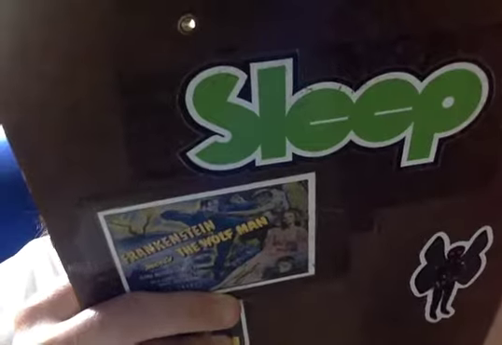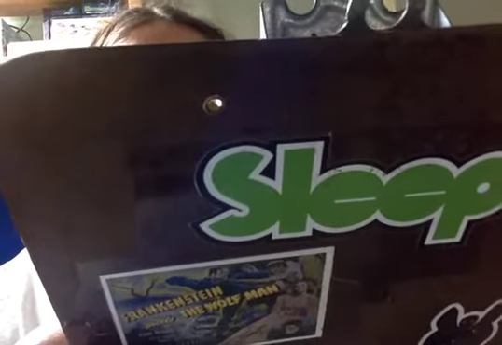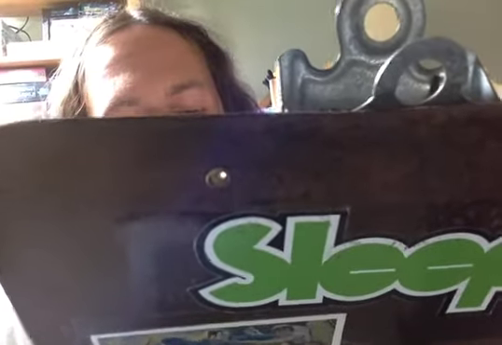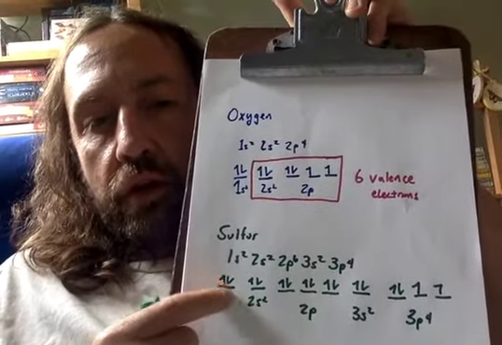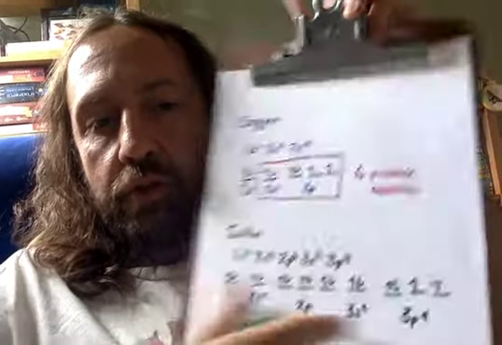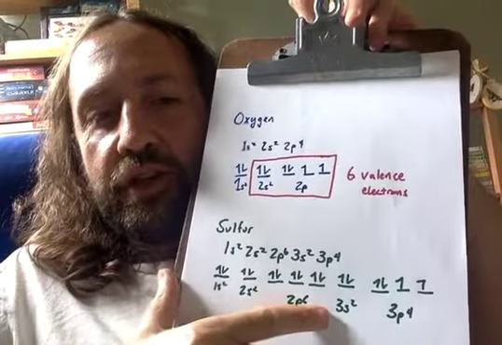up, down, 1s2, 2s2, up, down, 1, 2, 3, 2p. Now remember, when we get to 2p, up, up, up, down, down, down, 3s2, up, down, 3p4, up, up, up, down. Okay, so there's sulfur: 1s2, 2s2, 2p6, 3s2, 3p4.